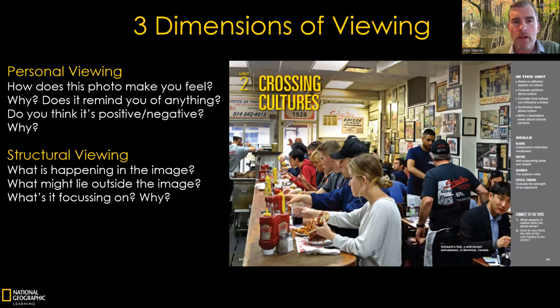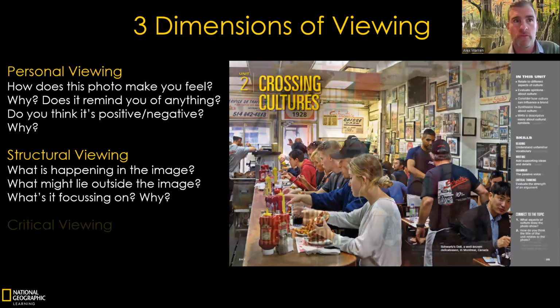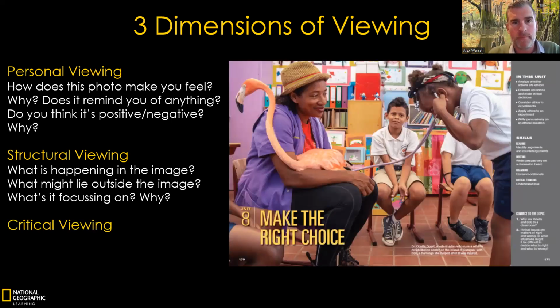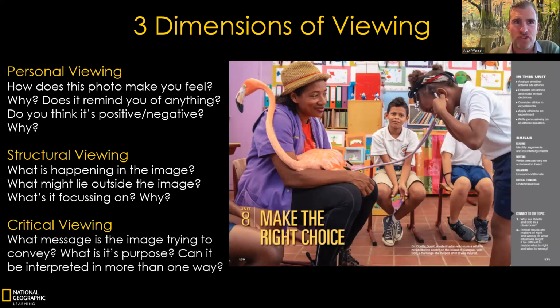And then the last one is this idea of the critical or the ideological viewing. And this, again, this really gets under the skin. It's more about the analysis of the photograph. What is the story behind it? What message is it trying to convey? What's its purpose? And can it actually be interpreted in more than one way? And if so, what are those different interpretations of the photograph?